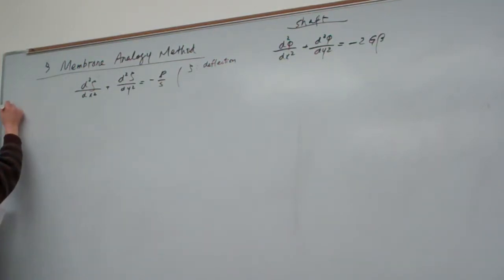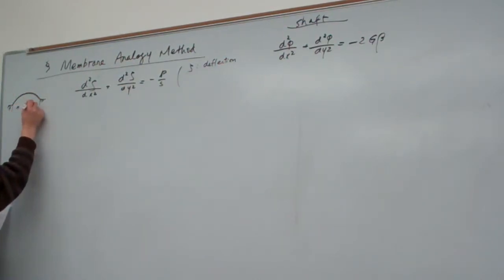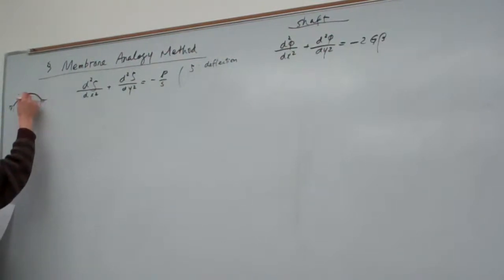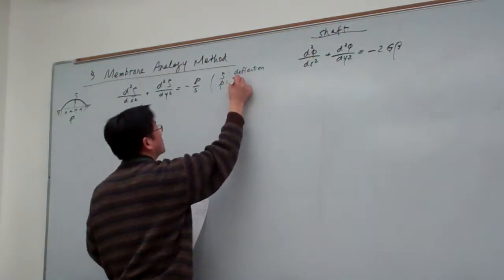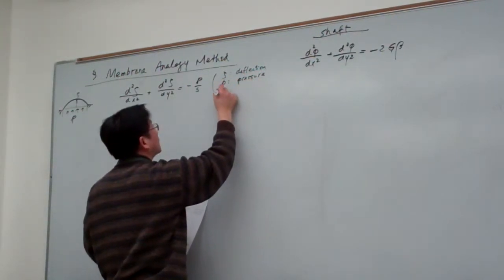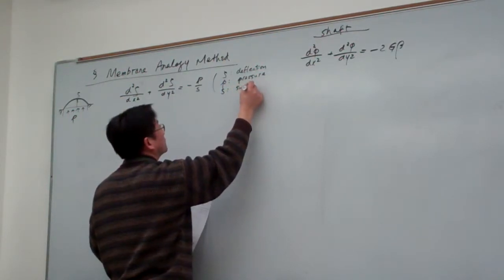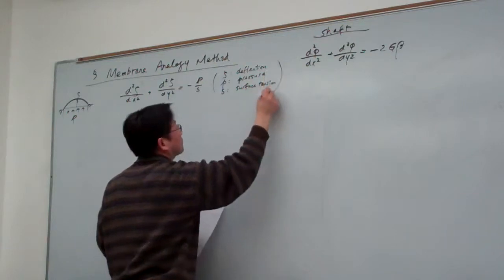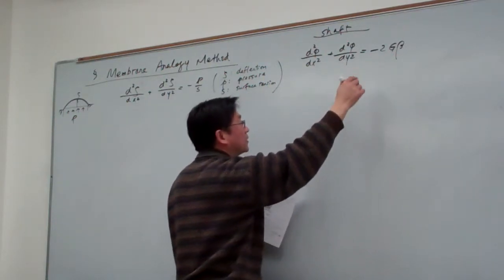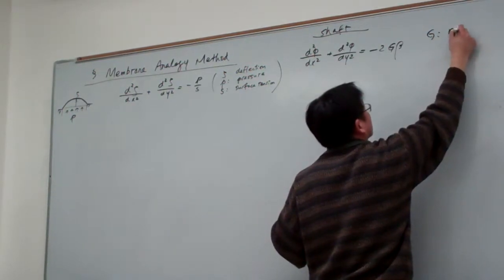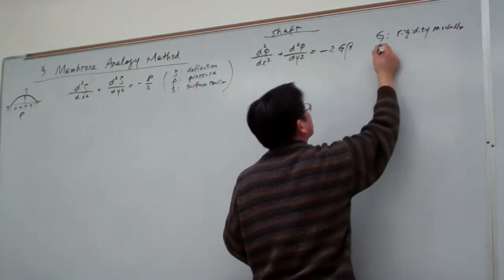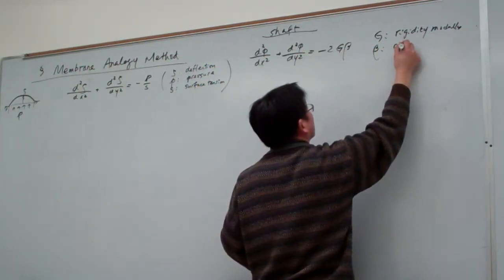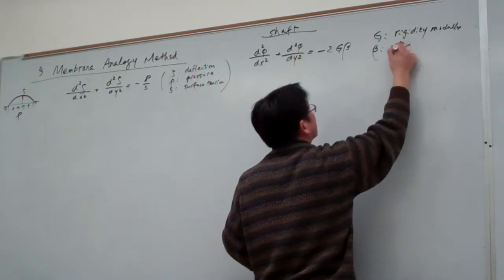For example, if this is the H and the membrane is under pressure, this is the deflection, P is the pressure, and S is the surface tension in the membrane. And for the shaft, G is the rigidity modulus, and beta is the angle of twist per length L.